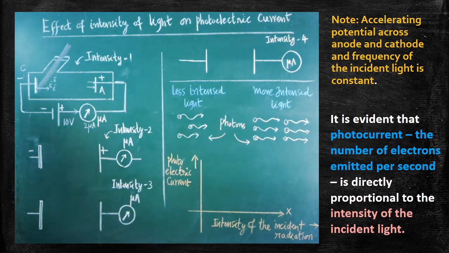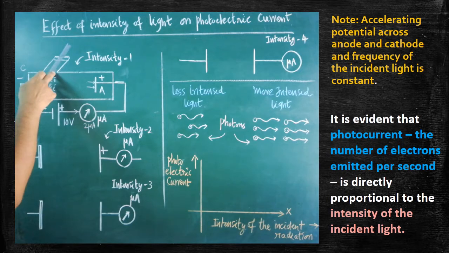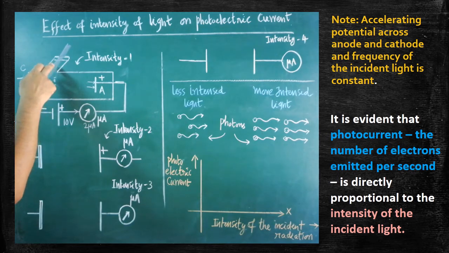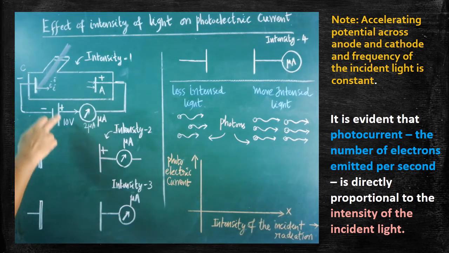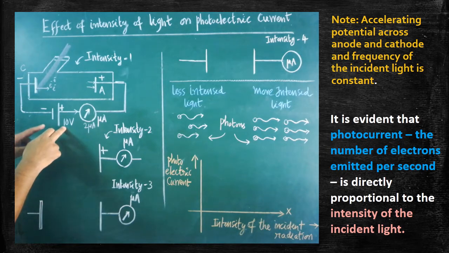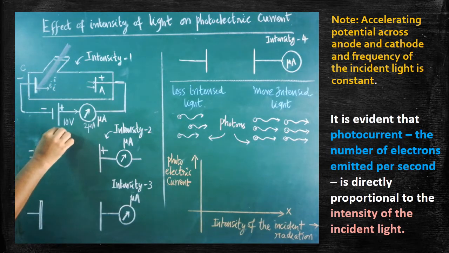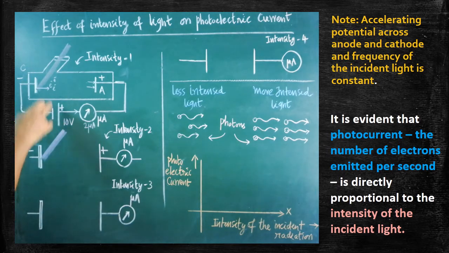Now what I am going to do is increase the intensity of the incident light. When the intensity of the incident light is increased, the frequency of the incident light should not be altered. The accelerating potential given across the cathode and anode should not be altered. The same frequency of the incident light must be used, but the intensity alone is increased. Look at that.